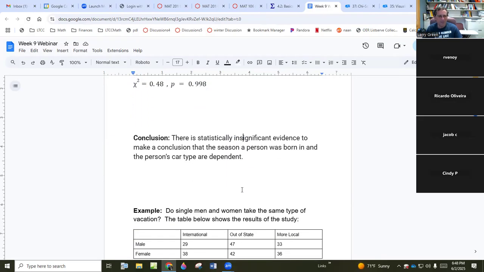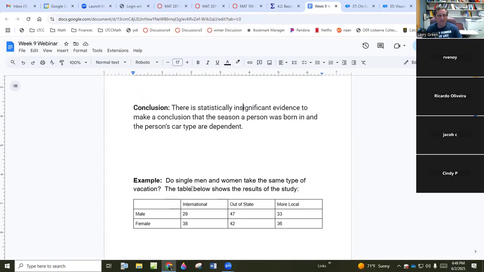All right, so the next question is, do single men and women take the same type of vacation? What do you think? Okay, so the table below shows the results of the study. We have male and female, and we have international, out of state, and more local. I made these numbers up, so imagine that there was a survey done.